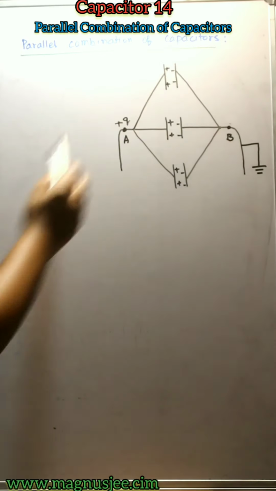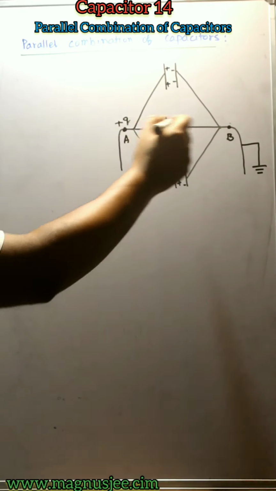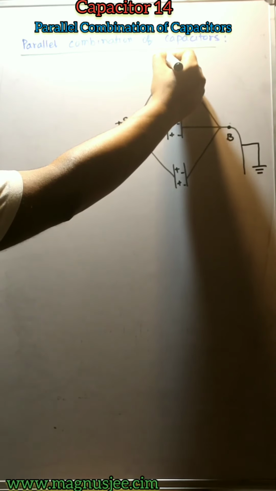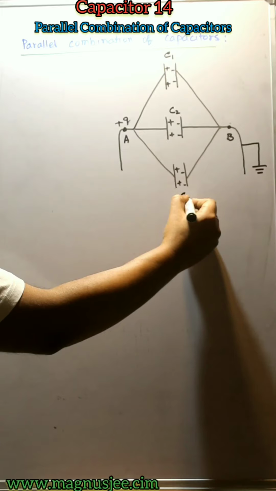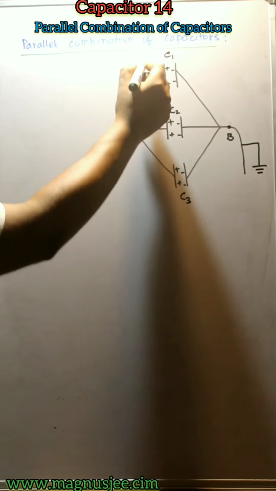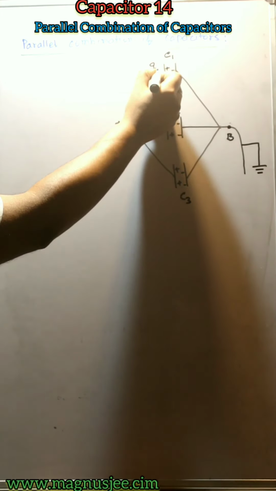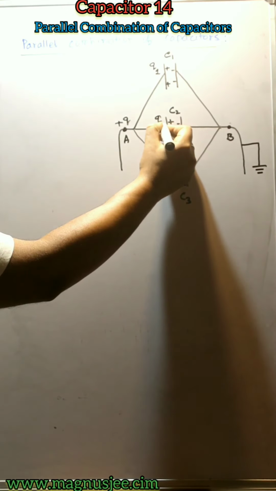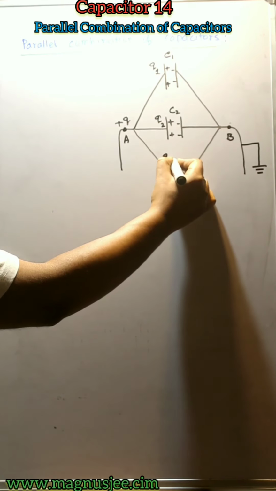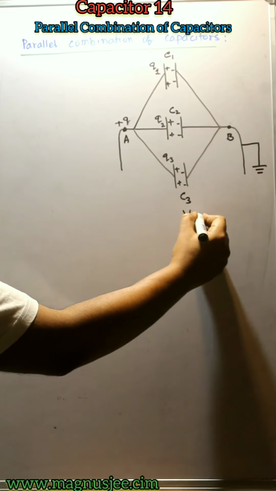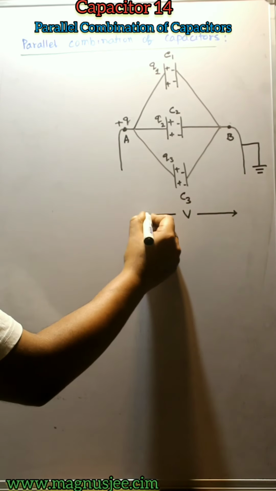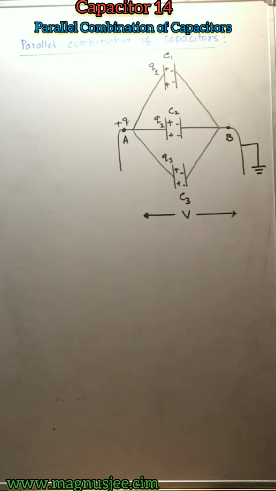Parallel combination of capacitors. In this diagram, between A and B, three capacitors C1, C2, C3 are connected in parallel combination, and plus Q be the positive charge which is given to the point A, and that charge Q will be distributed in the capacitors C1, C2, C3 as magnitude Q1, Q2 and Q3, and V is the potential difference between A and B.